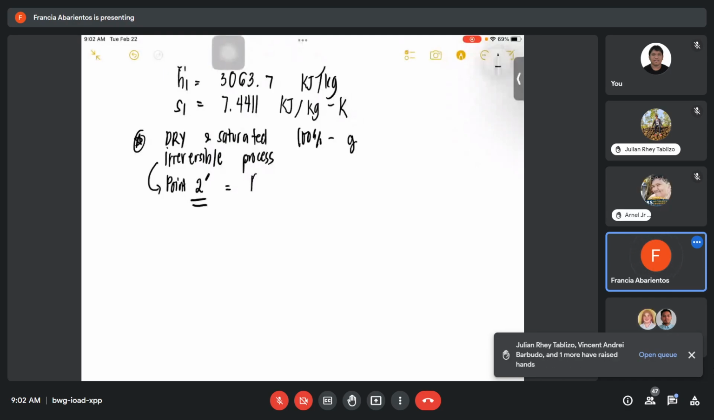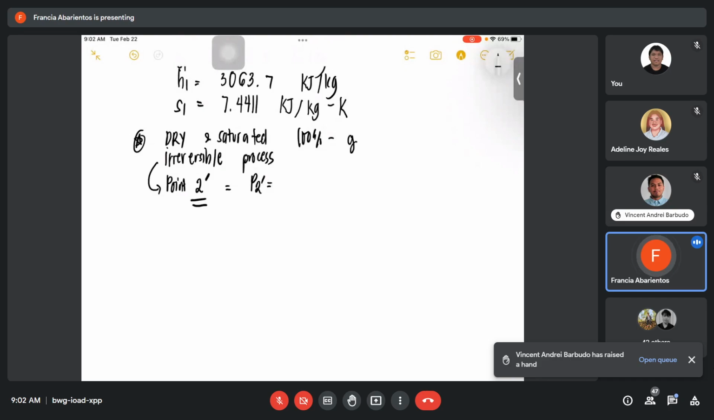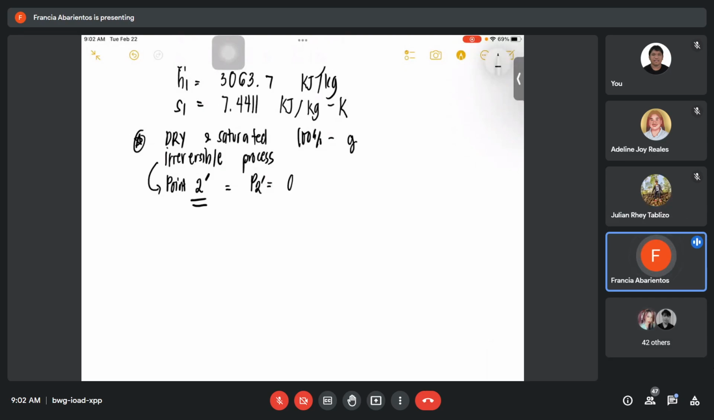Punta tayo doon sa pressure 2 prime. Huwag yung kakalimutan yung prime. That is 0.012 MPa. Since dry and saturated, automatically, anong page tayo? Balik tayo dun sa page. Table 2. Table 2 tayo, class. Anong page? 0.012. Okay? Page 8 this is, po. Thank you. Table 2, page 8.